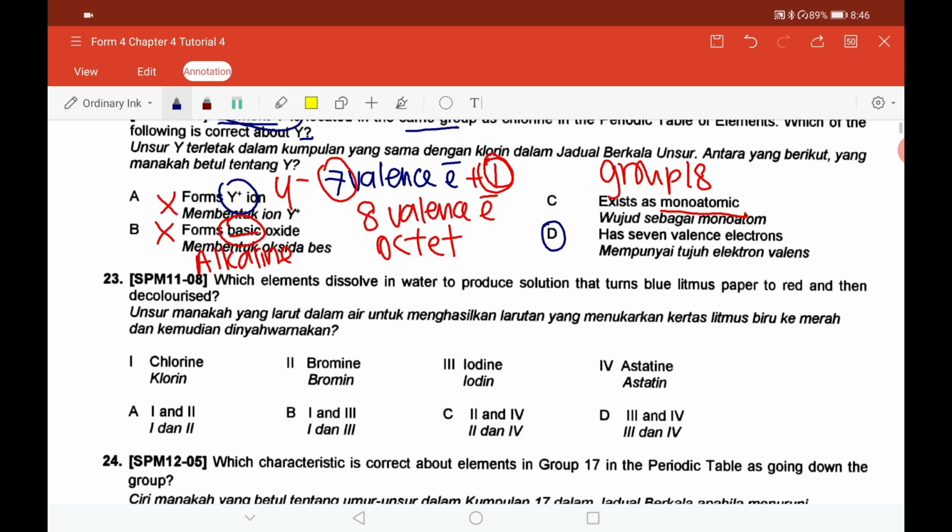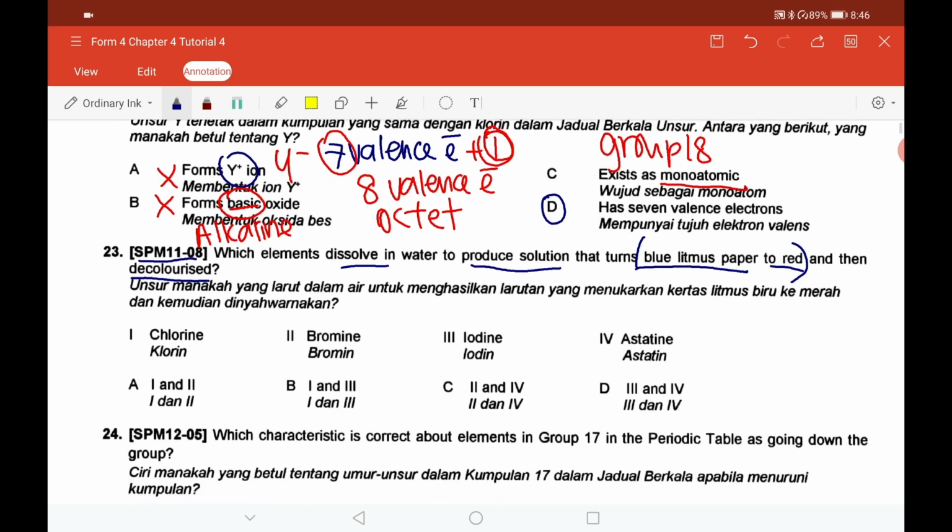For the next question, this is SPM 2011. Which element dissolved in water produces a solution that can change blue litmus paper to red and then decolorize? When you see blue litmus paper to red, it means that it is acidic. Then the important keyword is decolorize. When the blue litmus paper changes to red, decolorize means all the red color will be gone. When the red color is gone, you will get white color.